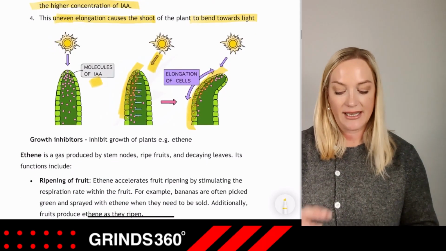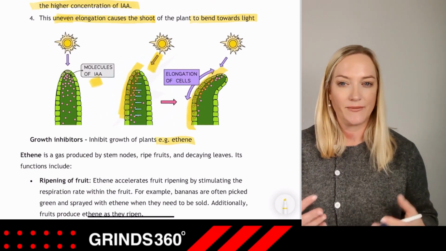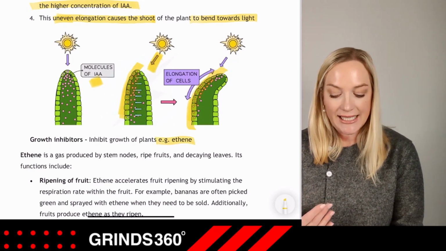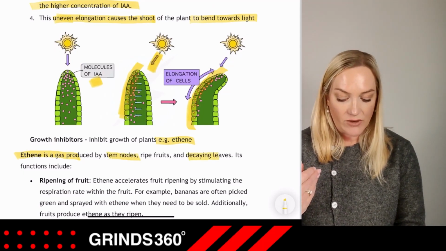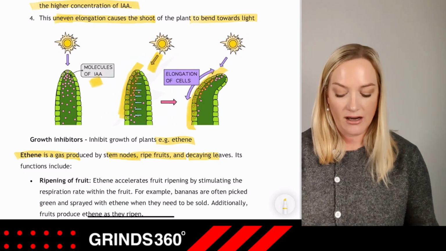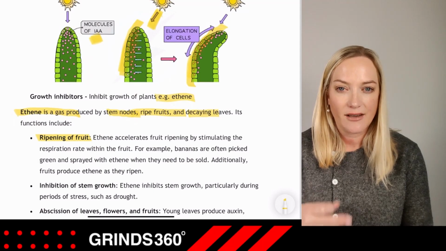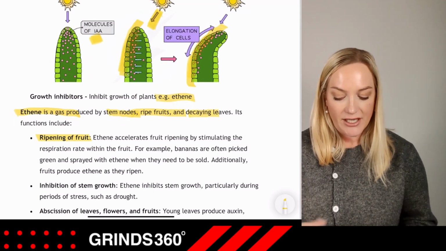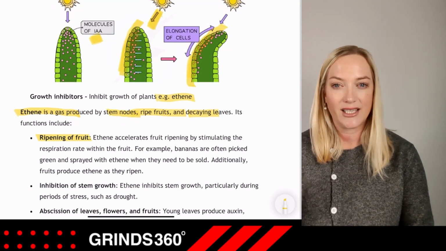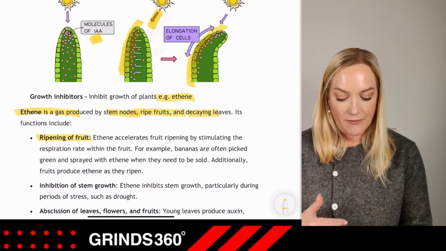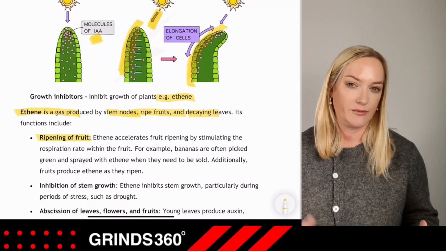Now, growth inhibitors, they inhibit the growth of plants. The main example really would be ethene. What is ethene? Ethene is a gas. Where is it produced? In the stem nodes, decaying leaves and ripened fruits. Its main function is that it is involved in the ripening of fruit. Ethene accelerates fruit ripening by stimulating respiration within the fruit. Bananas are often picked when they're green, and they're sprayed with ethene when they need to be sold. Additionally, fruits produce ethene as they ripen.